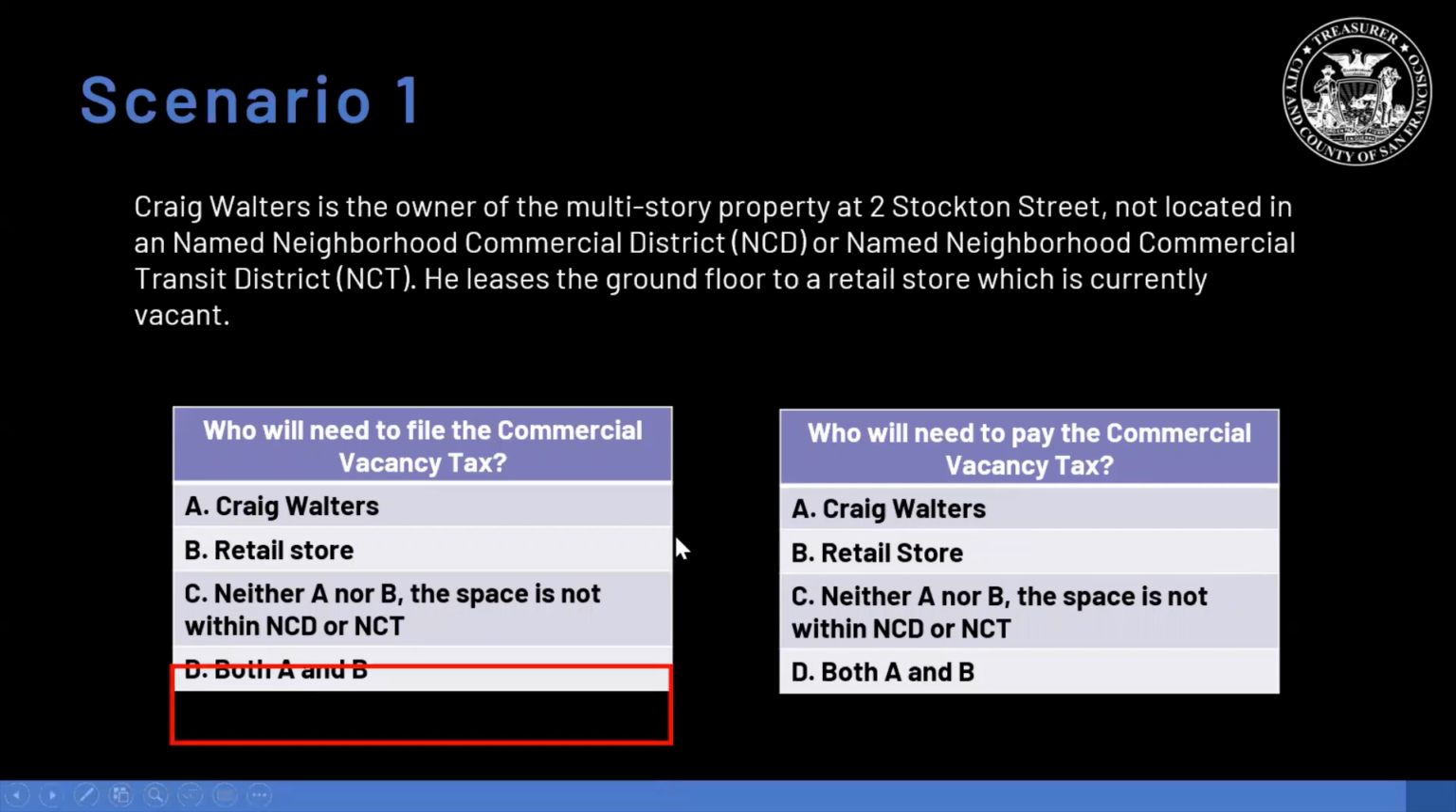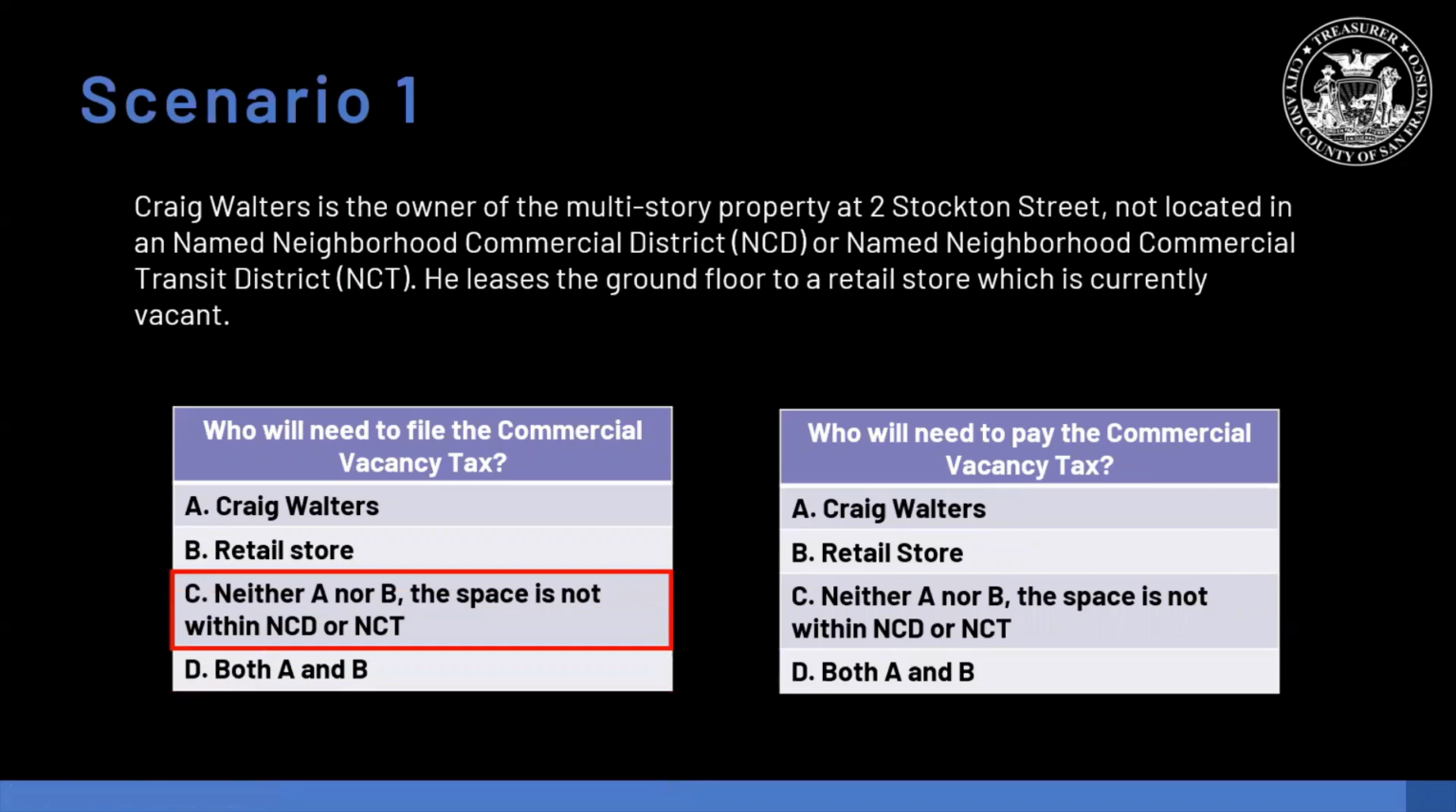The answer is C. Neither Craig Walters nor the retail store, because the space is not within a named neighborhood commercial district or named neighborhood commercial transit district. Who will need to pay the commercial vacancy tax? The answer is C. Neither Craig Walters nor the retail store will have to pay the commercial vacancy tax because the space is not within a named neighborhood commercial district or named neighborhood commercial transit district.